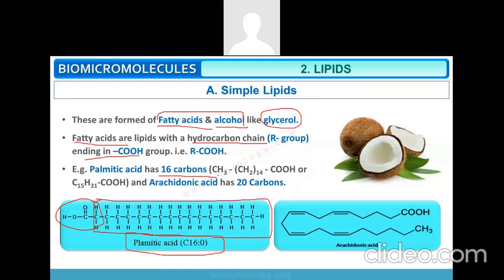So their formula will be CH3 (CH2)14 COOH or C15H31 COOH. And there is one more acid which is called arachidonic acid, and that will have 20 carbons. And this is the structural, the isomeric structure of such an arachidonic acid.